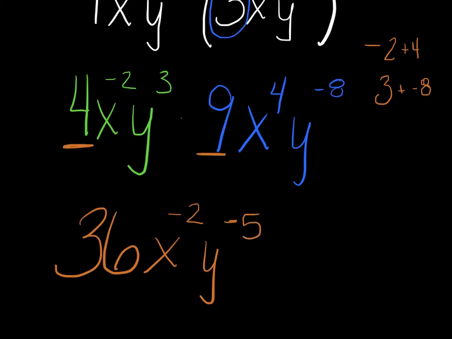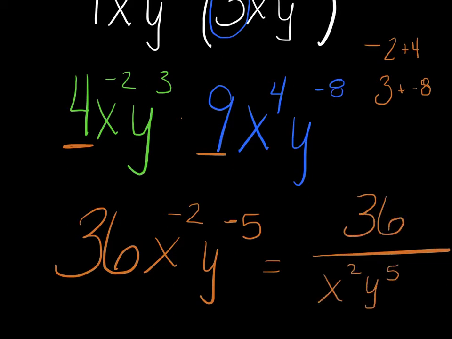And lastly, I'll say, can I rewrite this? And of course, anybody with a negative exponent, I will just shift to the bottom. X squared y to the 5th. And there you go.